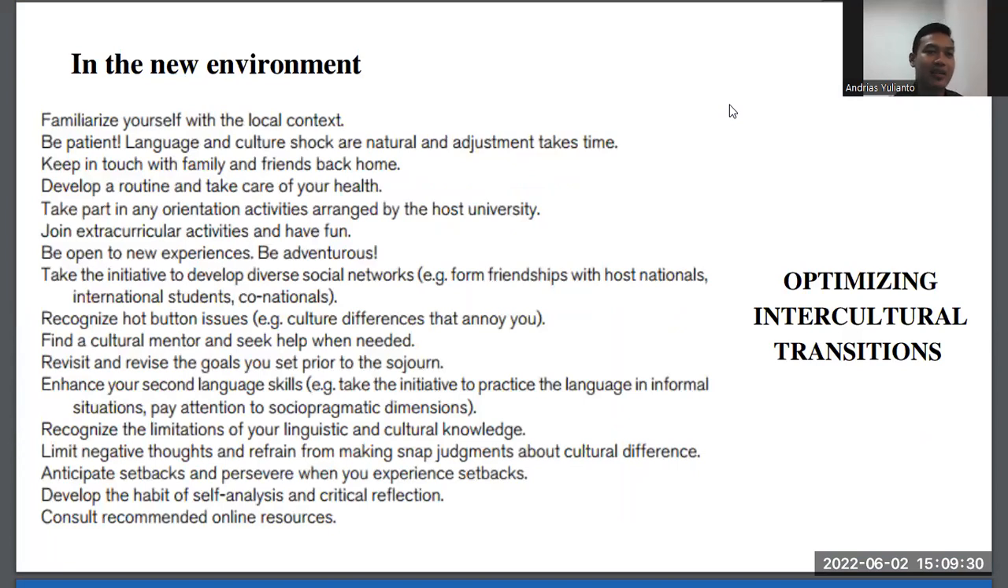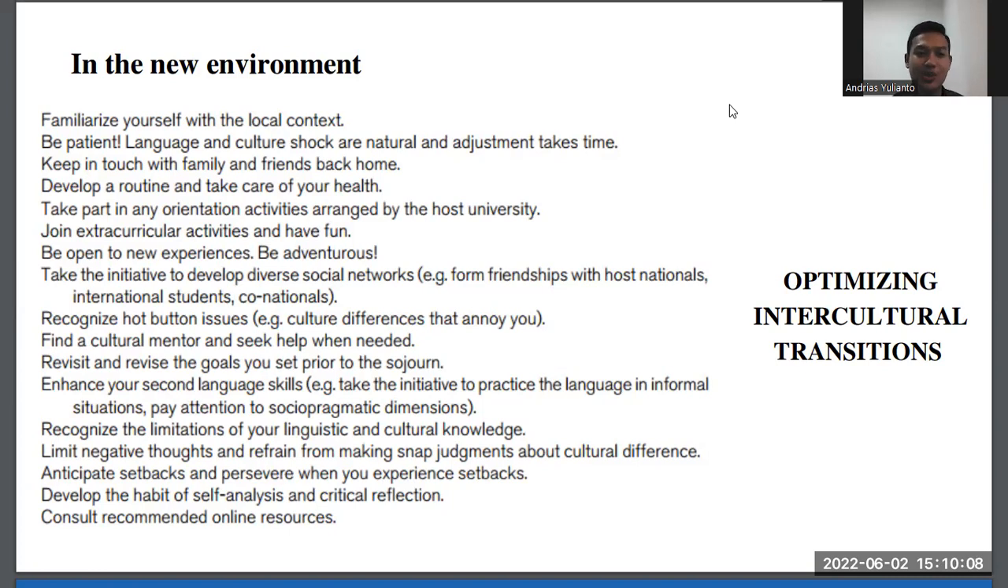In the new environment, familiarize yourself with the local context. Be patient. Language and culture shocks are natural and adjustment takes time. Keep in touch with family and friends back home. Develop a routine and take care of your health. Take part in any orientation activities arranged by the host university. Join extracurricular activities and have fun. Be open to new experiences. Be adventurous. Take the initiative to develop diverse social networks. Form friendships with host nationals, international students, and co-nationals.